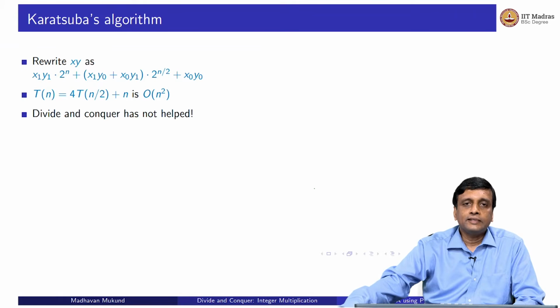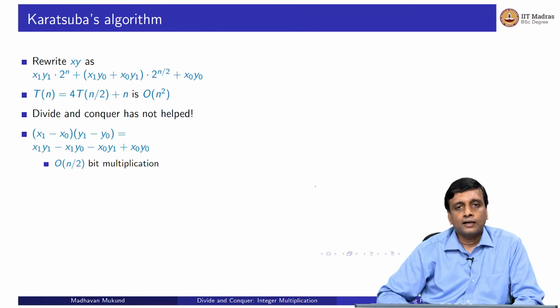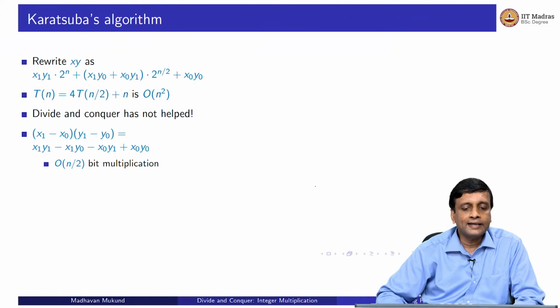But it turns out that we just have to be a little more careful about how we compute the terms that we need in our final answer. So, this is an algorithm due to Karatsuba. What Karatsuba said is, let us compute something which is not directly required in my answer above.